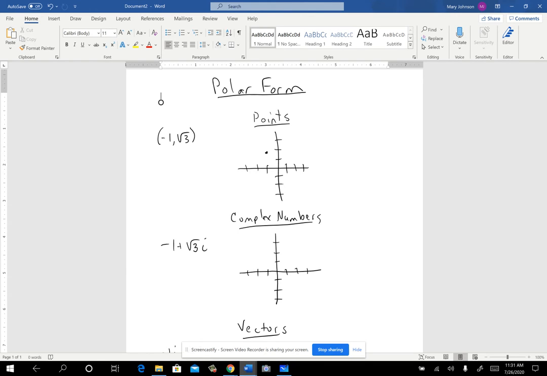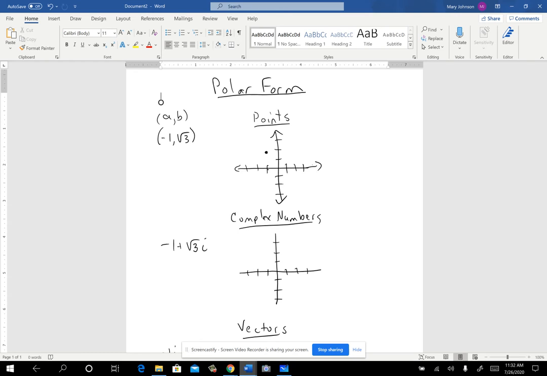All right, so let me start just with this idea of the polar form and get you to see right off the bat the connection between what it looks like for points, for complex numbers, and for vectors. Okay, so if you have a point, just think about it like some point (a, b). You can plot it like normal in a rectangular coordinate system. -1 is your x coordinate, square root of 3 is your y coordinate. That's about 1.7, so that's why I located it where I did.